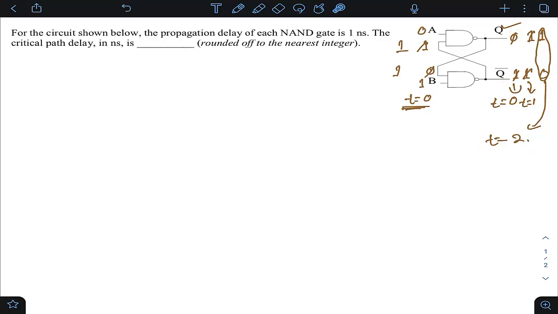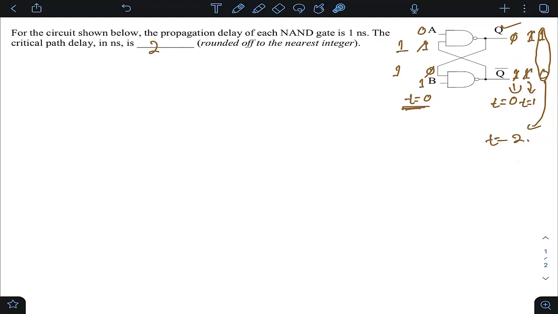So naturally the critical path delay or the worst case delay is 2 nanosecond, because beyond this it is not taking any extra time to get settled down. So you have a fresh set of inputs. With respect to this fresh set of inputs, after how much time are we getting these stable outputs? That is basically 2 nanosecond here.